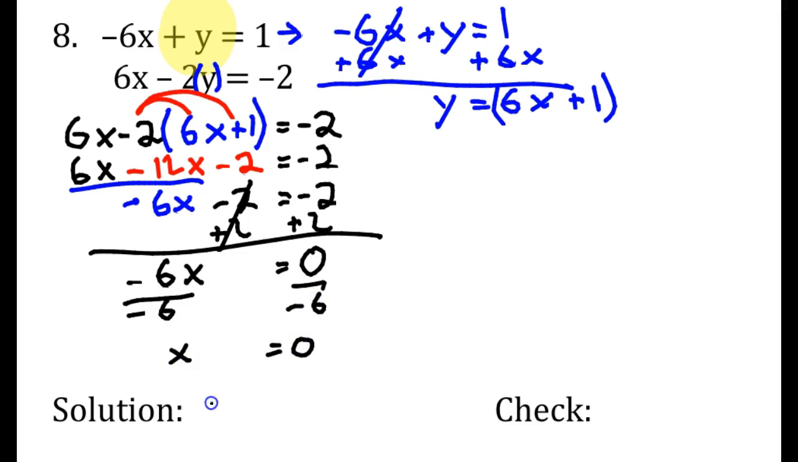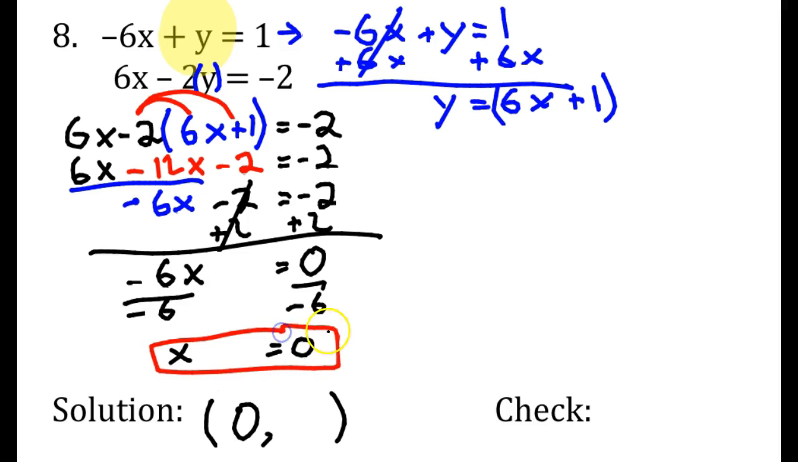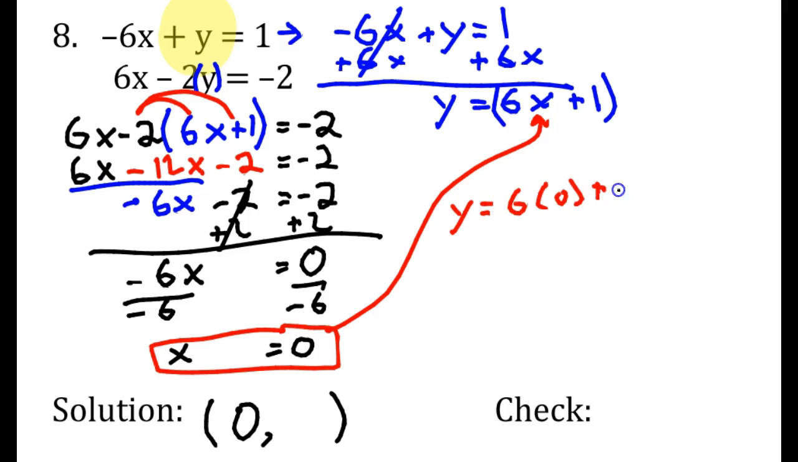So we know part of our solution, since we got x equals 0, it's going to be 0 comma something, right? And then you can take your 0 from here, plug it in right here. So we got y equals 6 times 0 plus 1, which is just 1. And we could do a check.